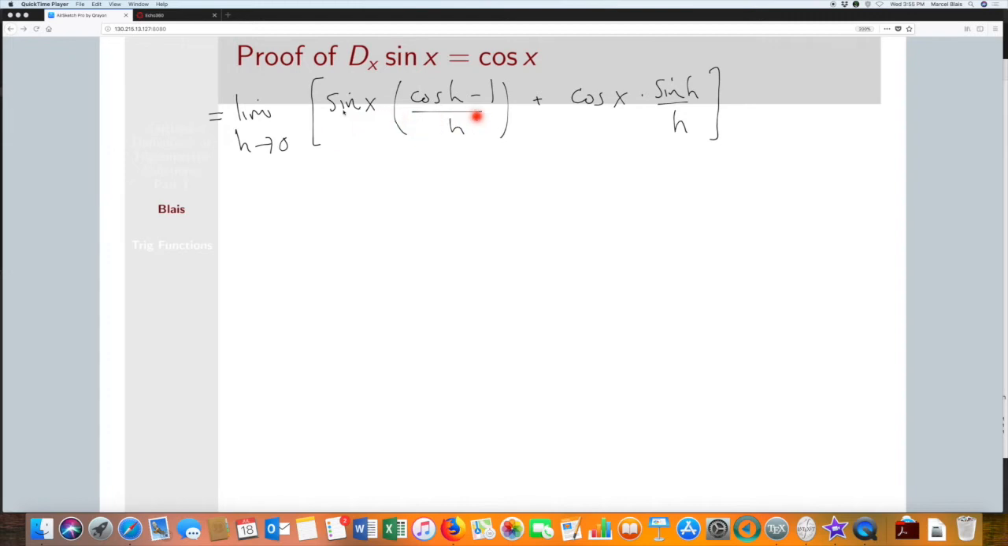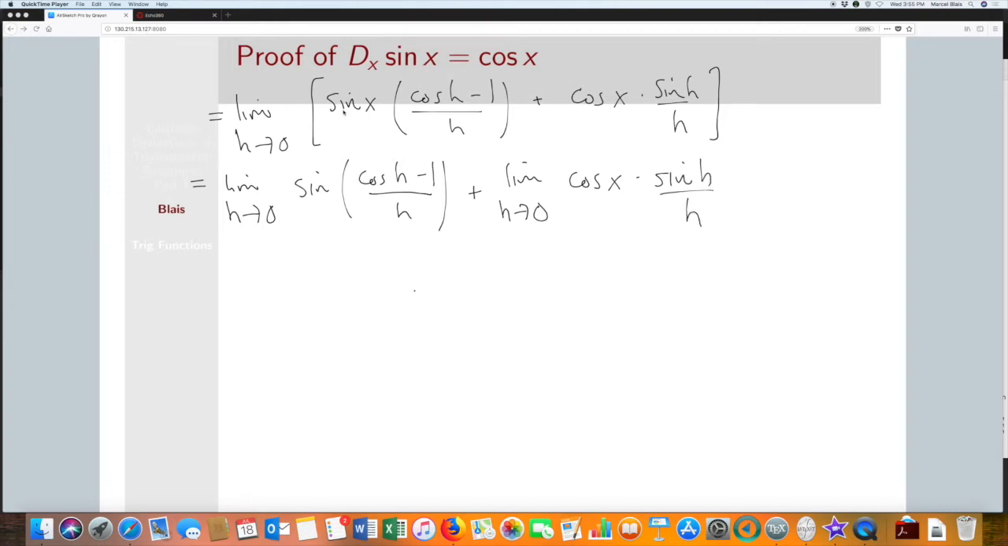Now, because the limits of each of these terms will exist, we can use the limit laws to break this limit of the sum into the sum of the limits. So this will be the limit as h approaches 0 of sine of x times the quantity cosine of h minus 1 over h plus the limit as h goes to 0 of cosine of x times sine of h over h. So that again is using our multiplication law for limits. And again, it works because each of these limits will exist on their own.